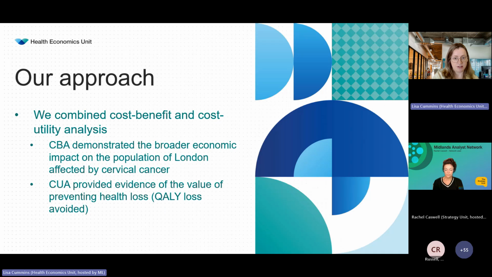So the approach that we took was to combine cost benefit and cost utility analysis.